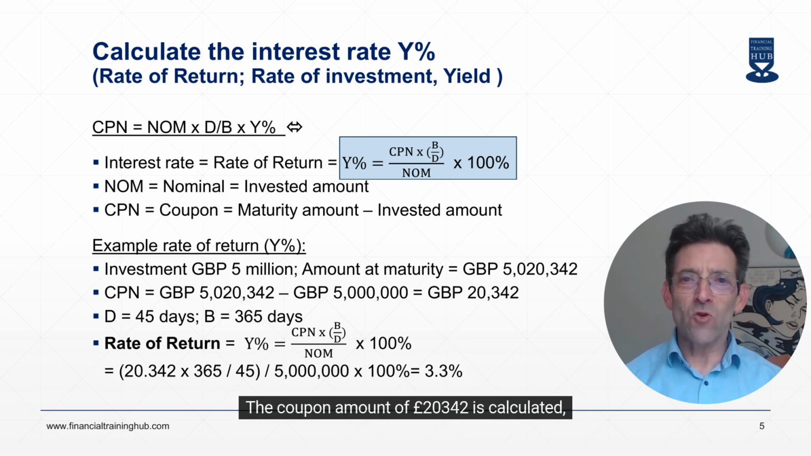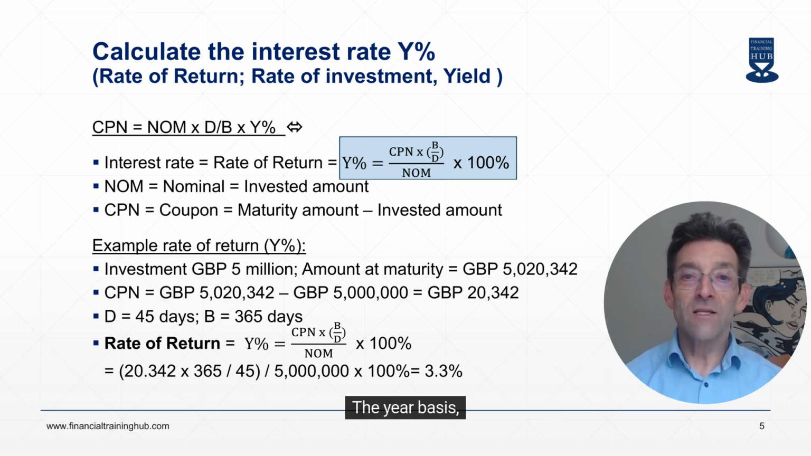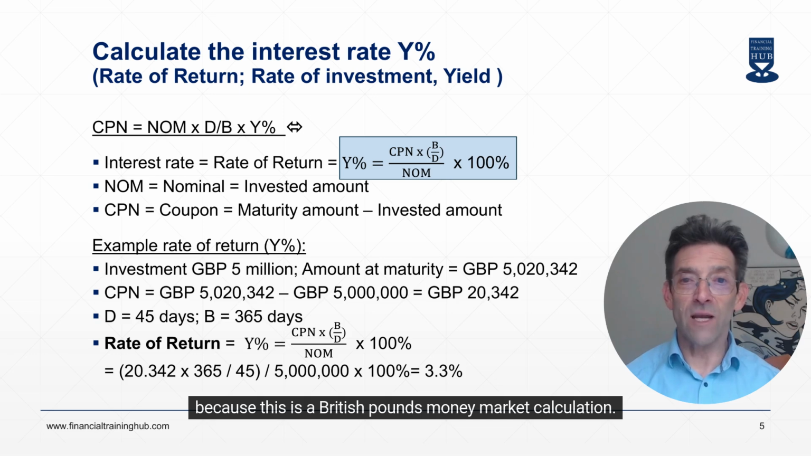The coupon amount of £20,342 is calculated by subtracting the investment of £5 million from the maturity amount of £5,020,342. The year basis, the B in the formula, is 365 days, because this is a British pounds money market calculation.